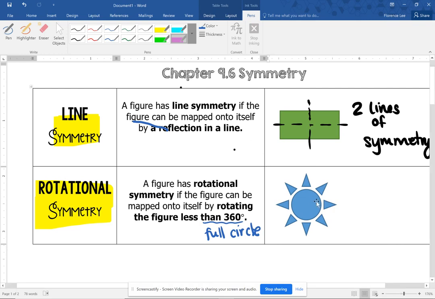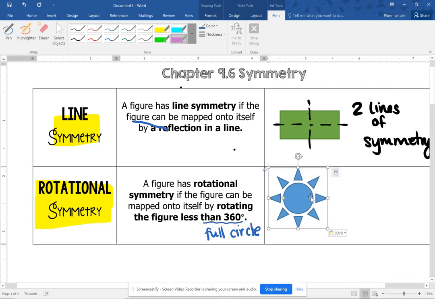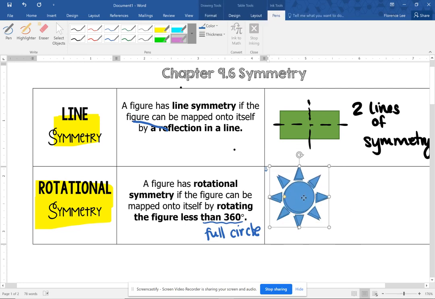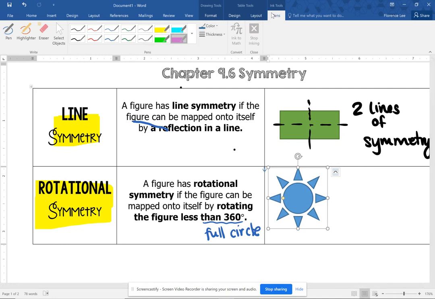What if I take this sunshine? I'm going to duplicate it. So let's see, Control C, Control V. Oh, that didn't work. I want to duplicate it. There we go. Okay, so I have 2 sunshines here, right? Map back onto itself means it needs to line up perfectly. See now how I have these 2 sunshines? They're perfectly mapped onto each other.